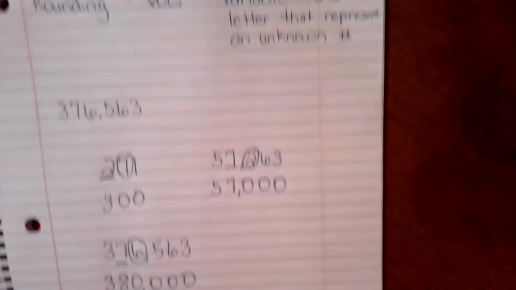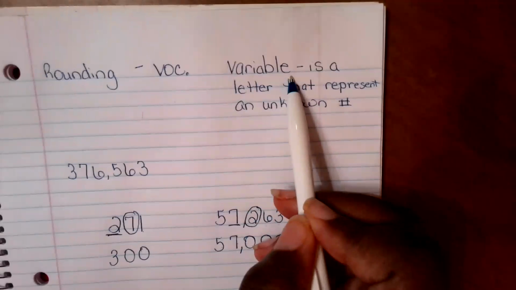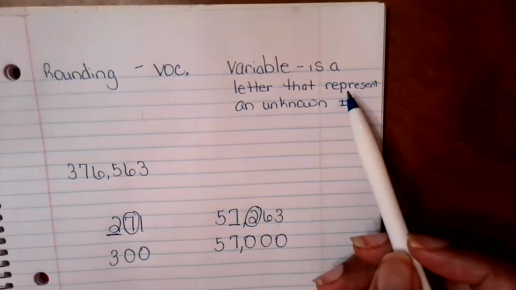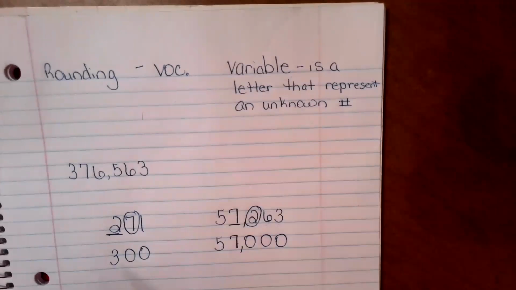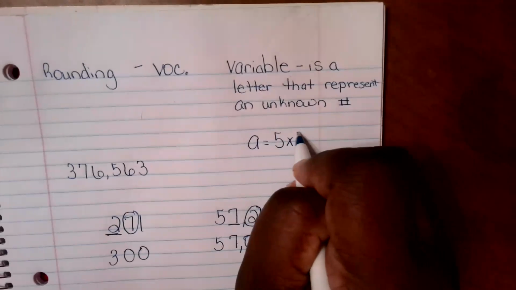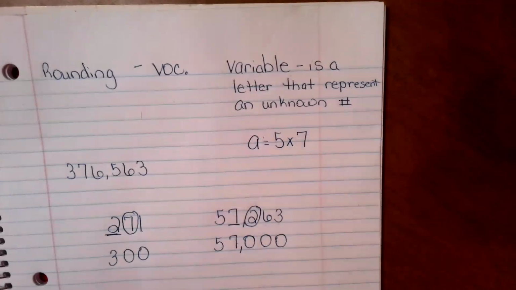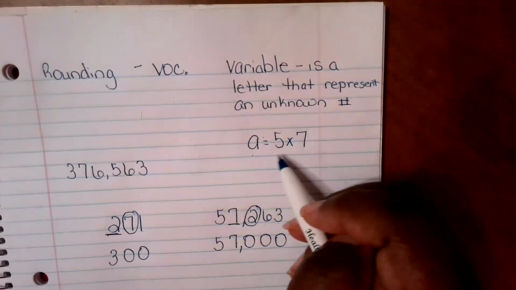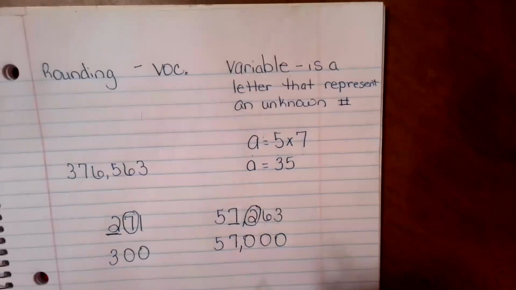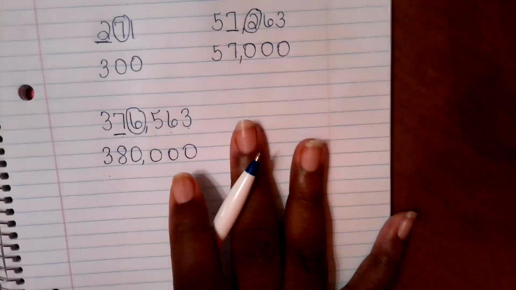All right, before we do our last one, let me give you the vocabulary word for this video. The vocabulary word for this video is variable. Say the word with me, variable. A variable is a letter that represents an unknown number. So if I have A equals 5 times 7, A is that variable. It's a letter that represents the unknown number. And then we know 5 times 7 equals 35. So A equals 35. So now we know what that variable stands for, and that variable stands for 35.